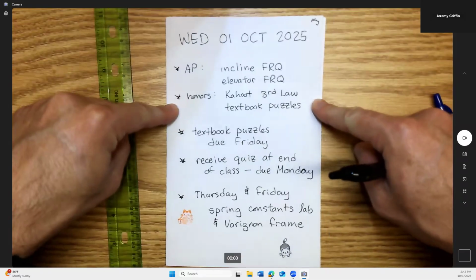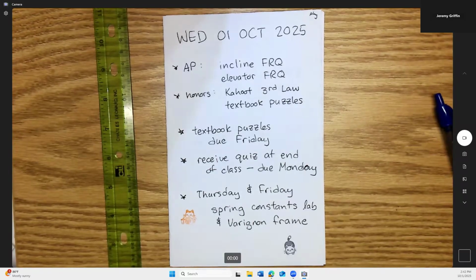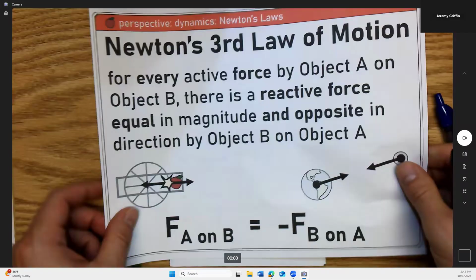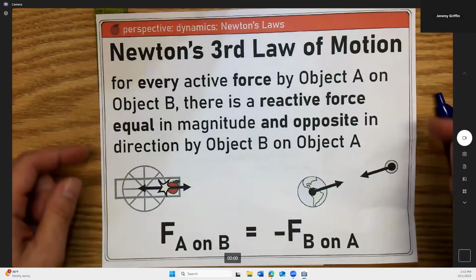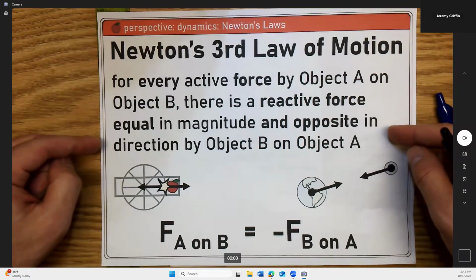So, the third law of motion. Guys, Newton's third law, is that the equal and opposite rule? Yeah. Okay, so let me pull that up real fast. So, for every active force on object A by object B, there's a reactive force equal in magnitude and opposite in direction by object B back on object A.